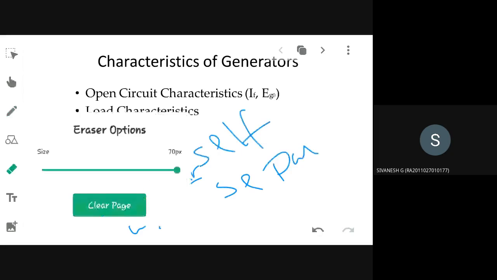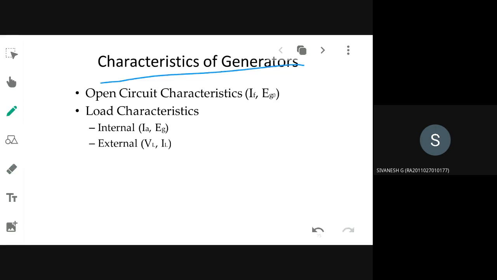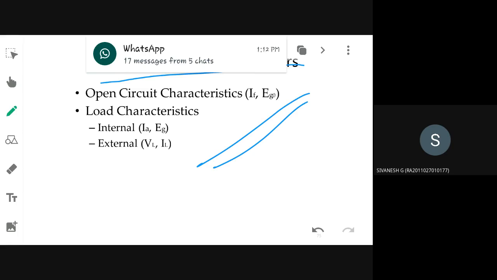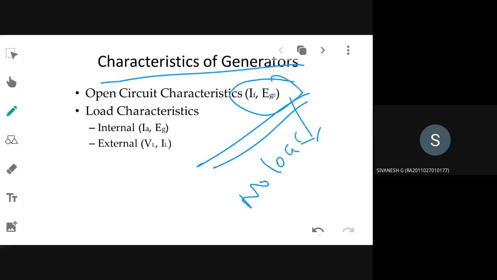Now the characteristics are listed out here for a DC generator. What are the two characteristics that you are having? It is there in the slide. Can't you look and tell the answer? Open circuit characteristics, also called no load characteristics, drawn between the open circuit voltage and the field current. The remaining characteristics will be drawn with load on the output side, and under the load characteristics you are having two classifications. What are the two characteristics that are coming under load characteristics?